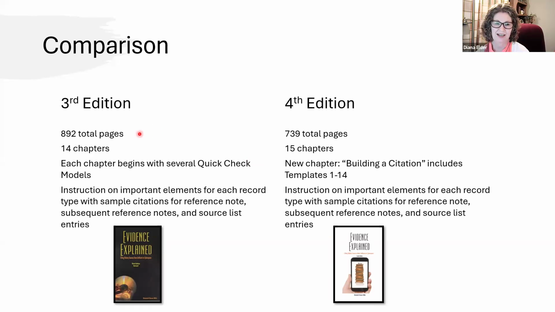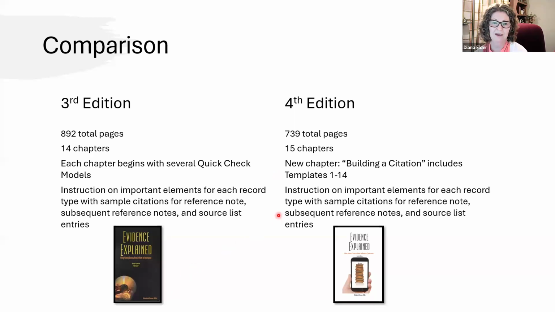The third edition had 892 total pages, and the fourth edition cuts out about 150 of those pages. So you'll see it's still plenty lengthy, plenty of substance there. The third edition had 14 chapters, and the fourth edition has a new chapter, and it is titled Building a Citation, and it has 14 templates. Now, these templates replace the many, many quick check models that were in each chapter of the third edition.